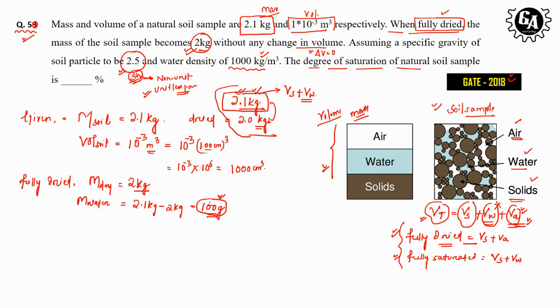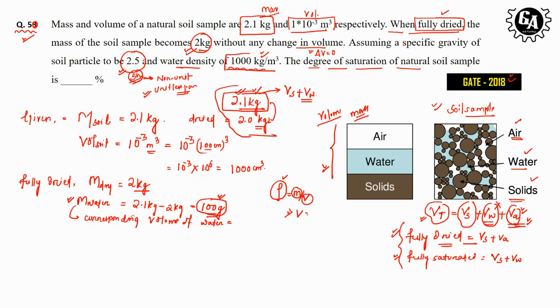If this is the mass of water, then what will be the corresponding volume of this water? The corresponding volume of water is equal to, we know density is equal to mass by volume. If we have the mass and the density of water, which is given as 1000 kg per meter cube, then we can calculate the volume.